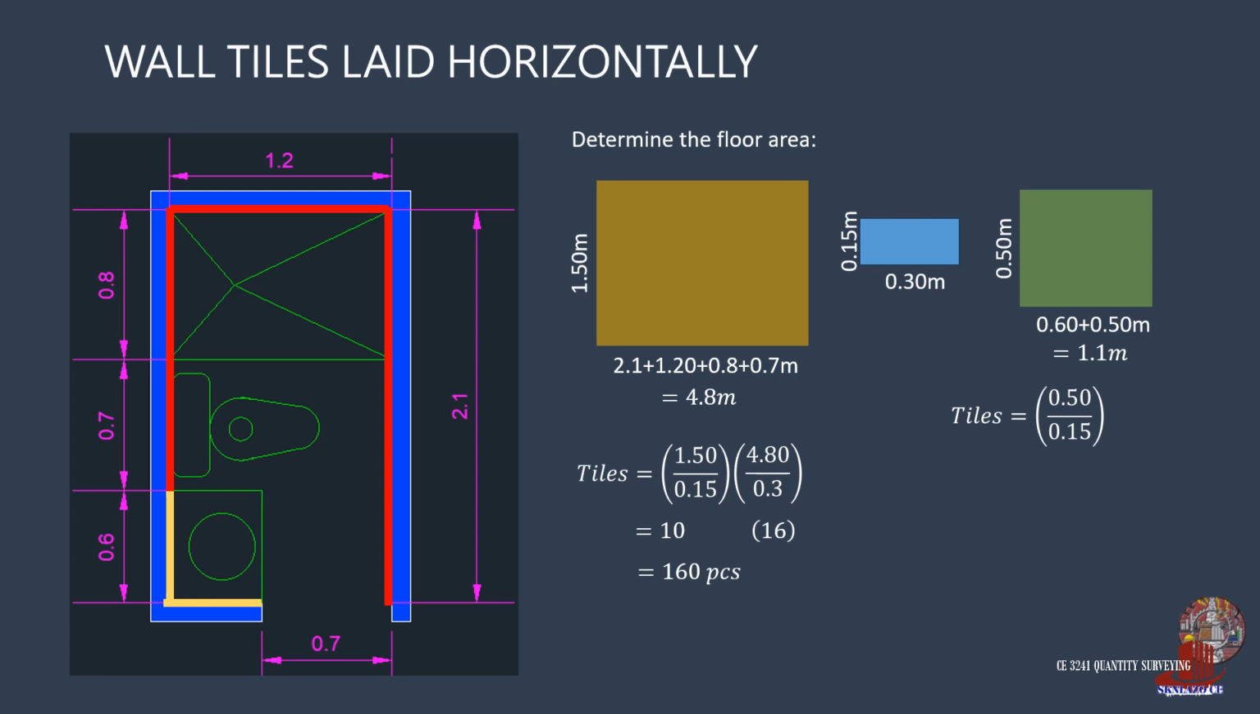The second area has verticals of 0.5 meter from the wall divided by 0.15 meter height of the tile. The horizontals has 1.1 meters from the wall and 0.3 meter size of the tile. The first makes 3.33 and the second gives 3.67. 3.33 is rounded as 3.5 and 3.67 is rounded up to 4. 3.5 times 4 gives 14. So the total number of tiles laid horizontally is 174 pieces.